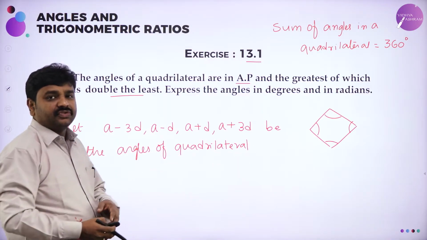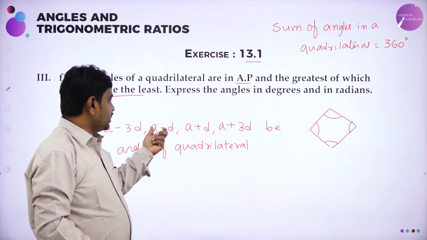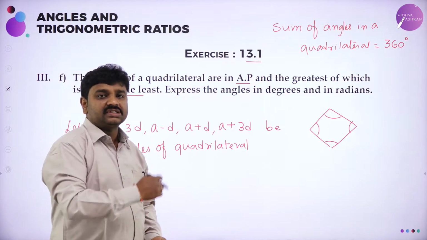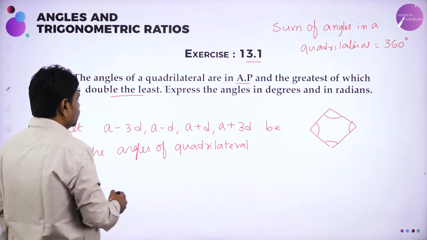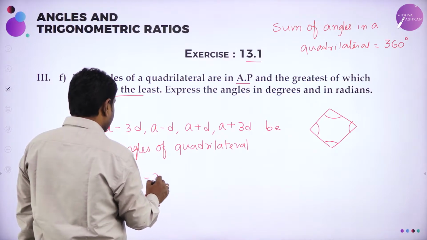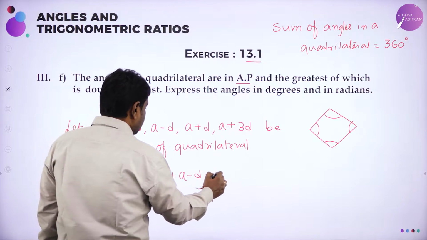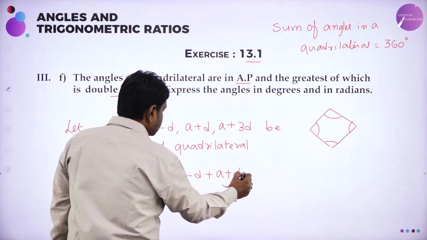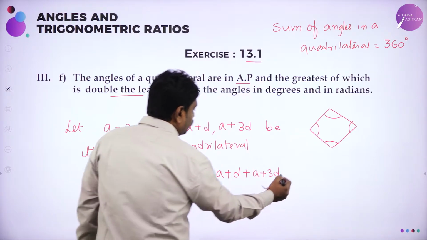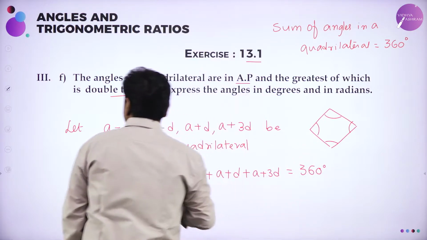So dear students, if you want to take four consecutive terms in AP, take them as a minus 3d, a minus d, a plus d. They differ by 2d. 2d is the difference. So they have common difference. Now, sum of the angles, you know the basic. Sum of the angles of quadrilateral means a minus 3d plus a minus d plus a plus d plus a plus 3d. Sum of all the angles of quadrilateral is equal to what? 360 degrees. So now simplify this.